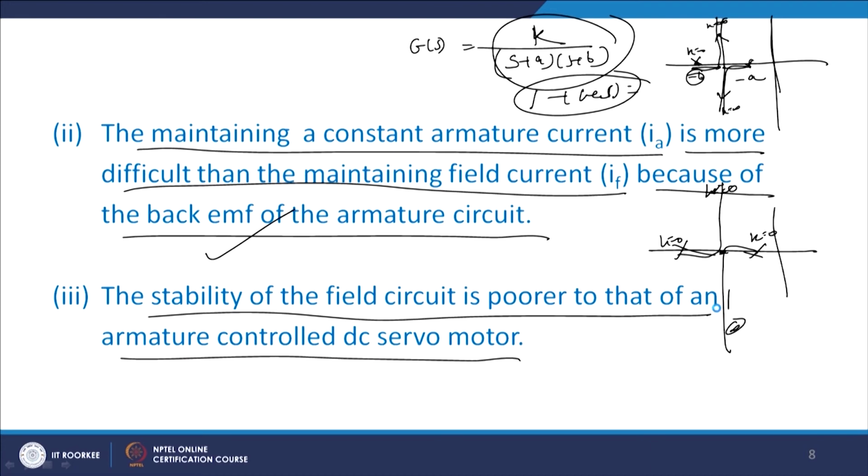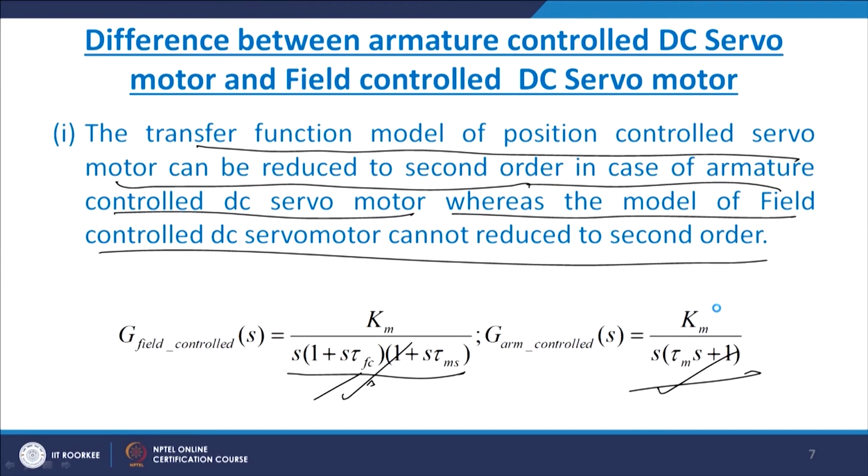Therefore, just see here your armature control motor: the speed control motor is always first order, or in the case of speed position control it becomes second order. Therefore, if you go for the third order you will find that the root locus is moving towards the right side of the S plane.